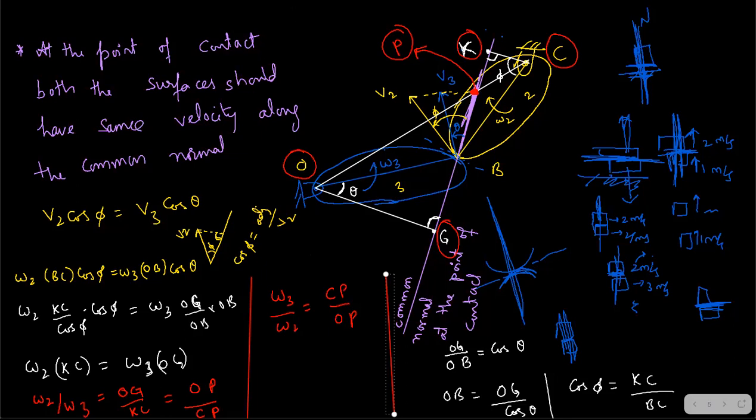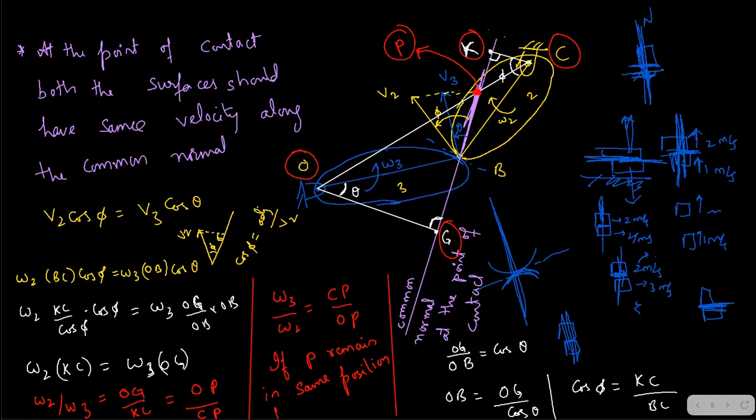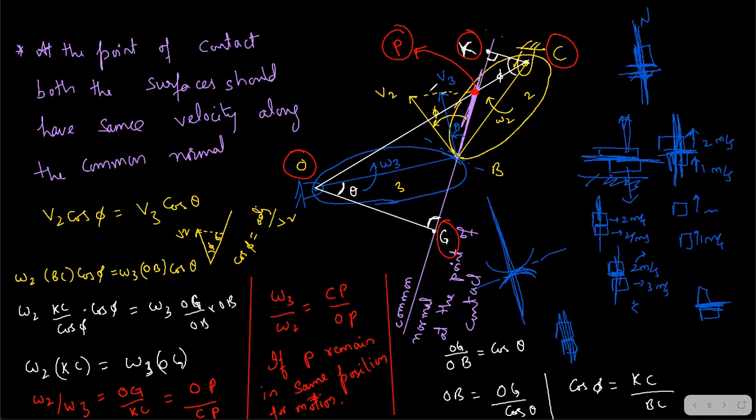So what we said is, if P remains in the same position for motion, then what can we achieve? We can achieve the same velocities along the common normal, which is desirable, and we can achieve a constant angular velocity ratio, even without having pure rolling. Here there is no pure rolling, there is slipping.